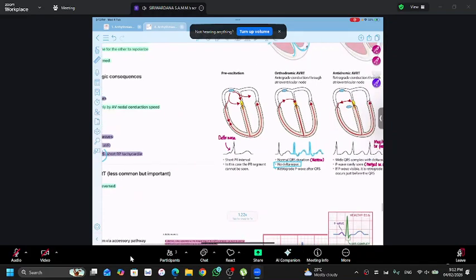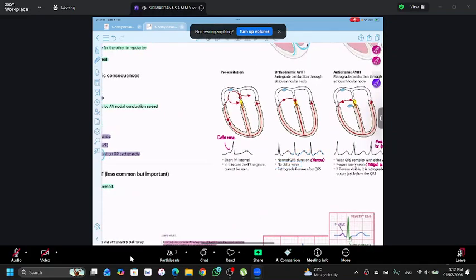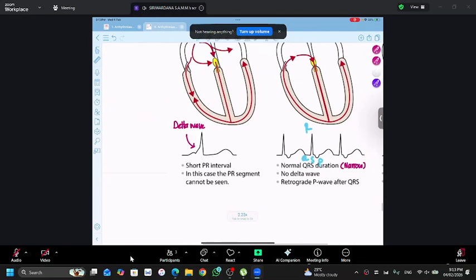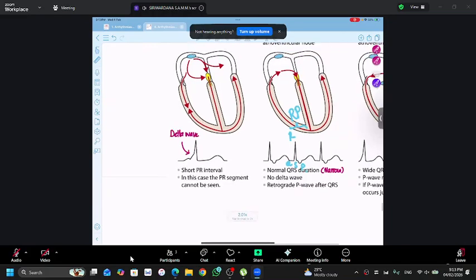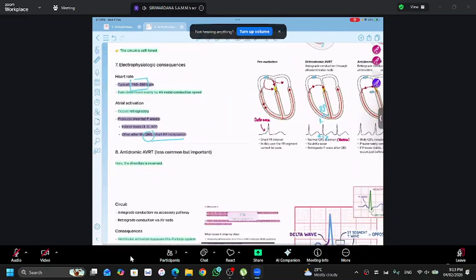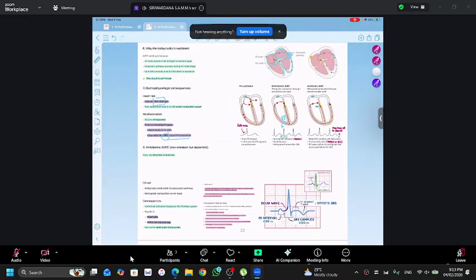So this will happen immediately after the QRS complex. Here there is no PR interval because the P happens after the QRS. So now you have what is called an RP interval. AVRT usually causes a short RP tachycardia. Again, a short RP interval tachycardia, with the P wave happening immediately after the QRS complex.